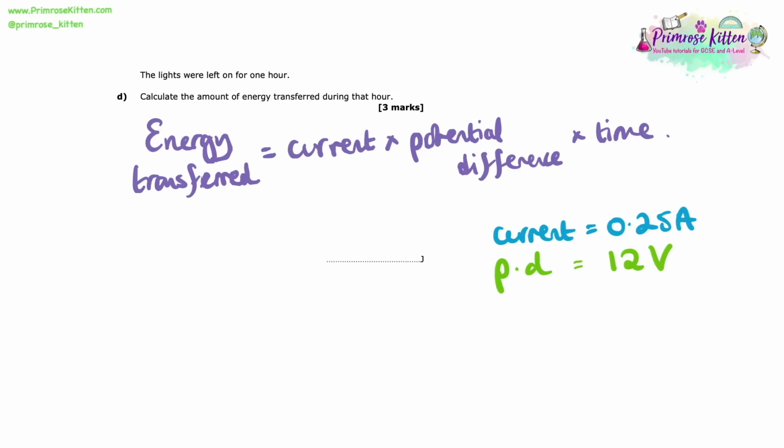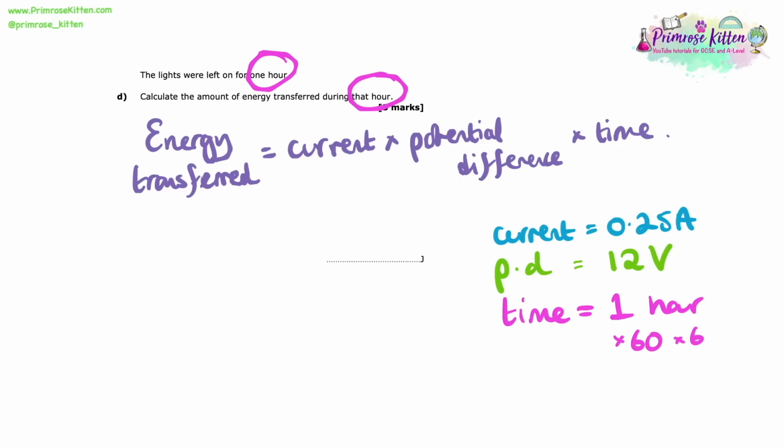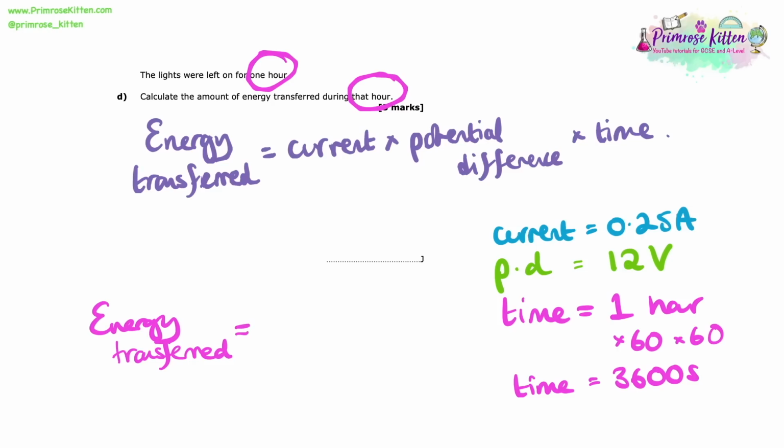So the current we worked out to be 0.25 amps. We were told that the potential difference was equal to 12 volts. And in this question, we're looking at a time of 1 hour. However, remember, in physics, we don't use hours in our equations, we need seconds. So we can convert 1 hour to seconds by timesing it by 60 to get minutes, and then timesing it by 60 again. So that means 1 hour is 3,600 seconds. So here we've got energy transferred equals 0.25 for the current, times 12 for the potential difference, times 3,600 for the time. And that gives me 10,800 joules. And that there is the energy transferred during that hour.